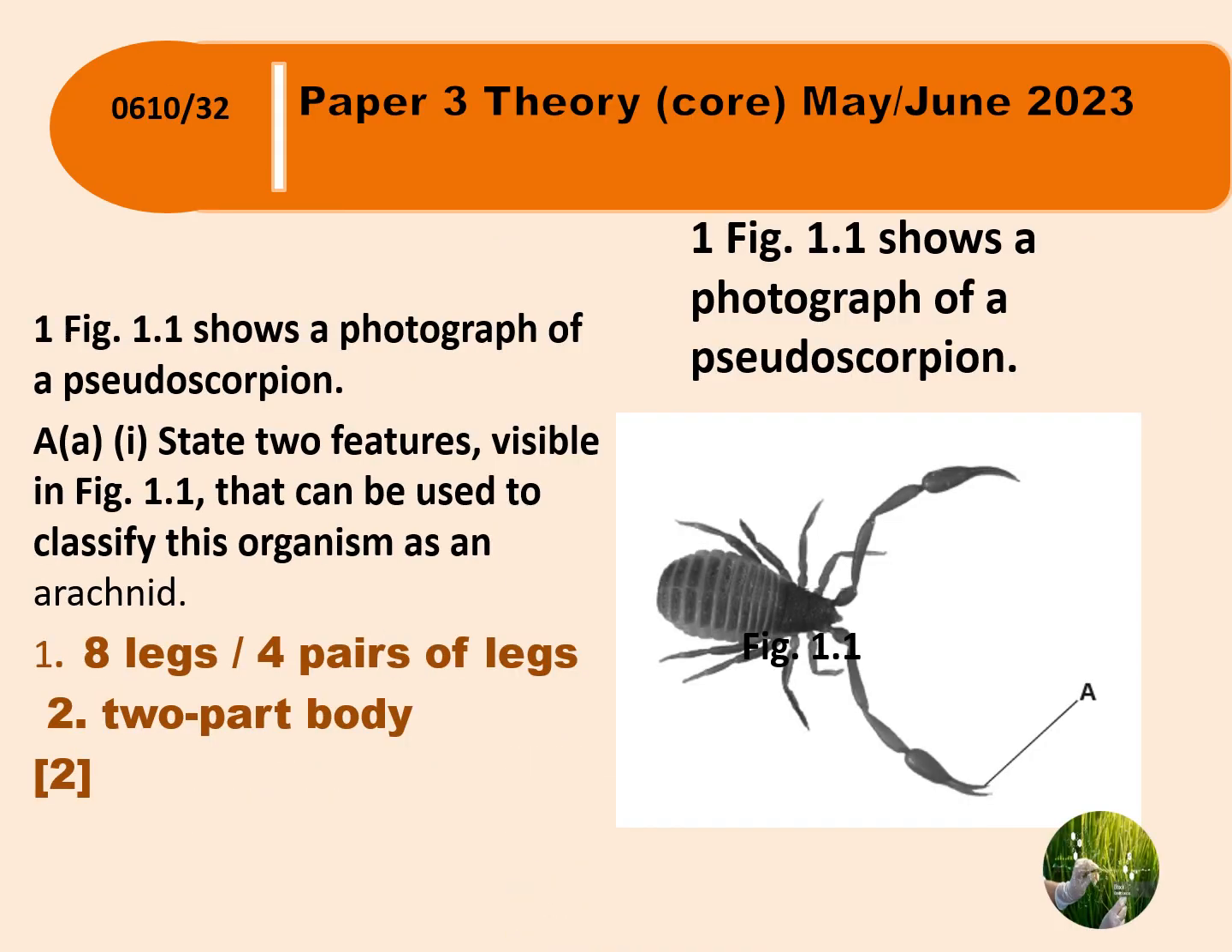Co. May June 2023. Figure 1.1 shows a photograph of a pseudoscorpion. First part is state two features visible in figure 1.1 that can be used to classify this organism as an arachnid. So one feature is that it has 4 pairs of legs. And the second feature is it has only 2 parts in the body.